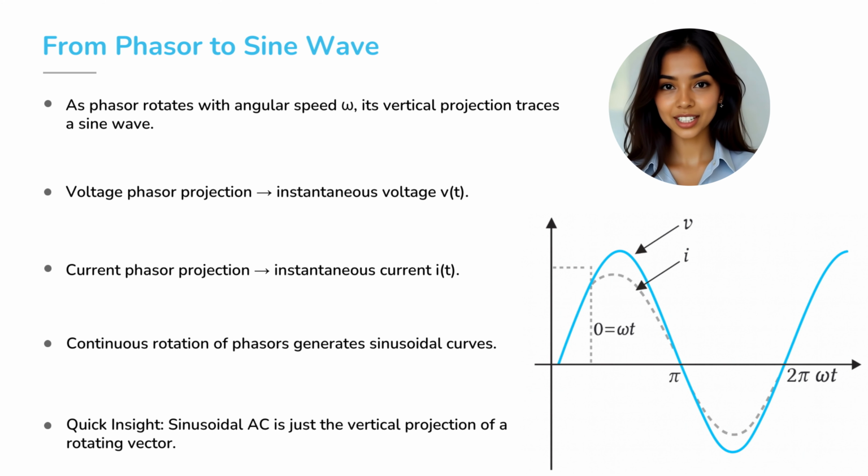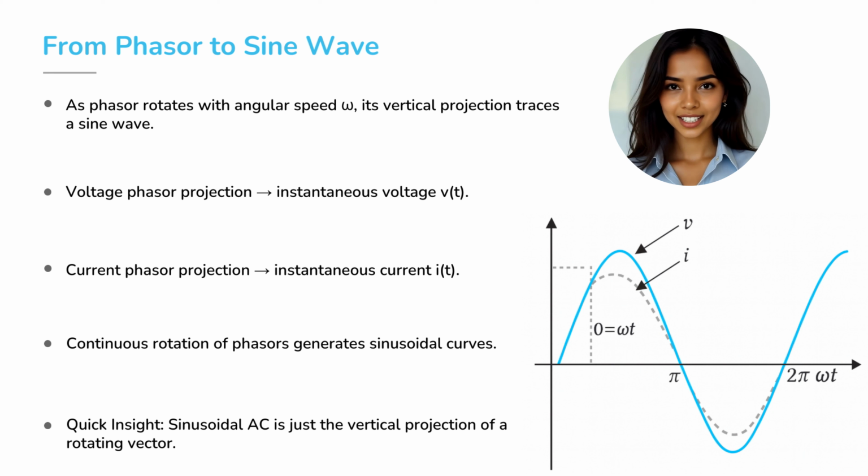The vertical projection of the voltage phasor gives us the instantaneous voltage, V of t. Similarly, the vertical projection of the current phasor gives us the instantaneous current, I of t. As the phasor keeps rotating smoothly, these projections rise and fall continuously, generating the sinusoidal curves we know so well. In fact, every AC waveform you see, voltage or current, is nothing more than the vertical projection of a rotating vector. Look at the graph here.